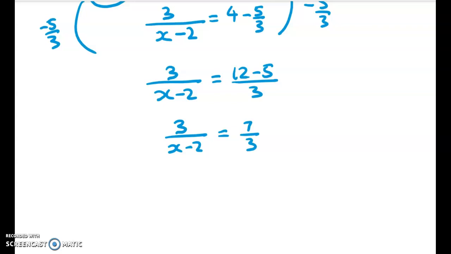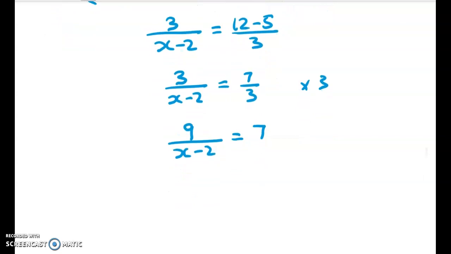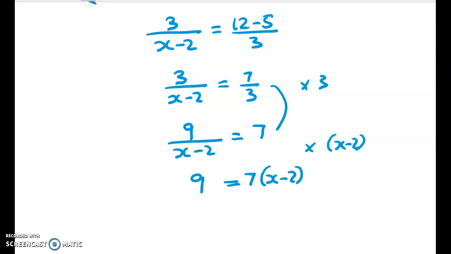I'm going to do it a little bit more slowly. I'm going to times both sides by 3 first. I'm trying to clear out the fractions. That gives me 9 over x minus 2 is equal to 7. And now I'm going to multiply both sides by x minus 2. That gives me 9 is equal to 7 times x minus 2.